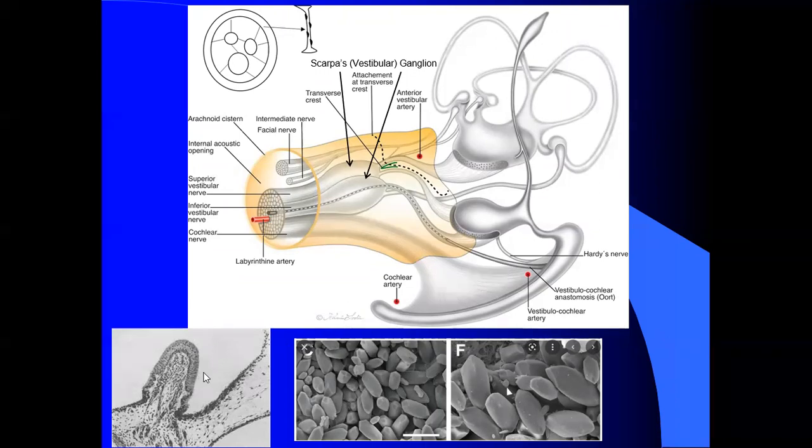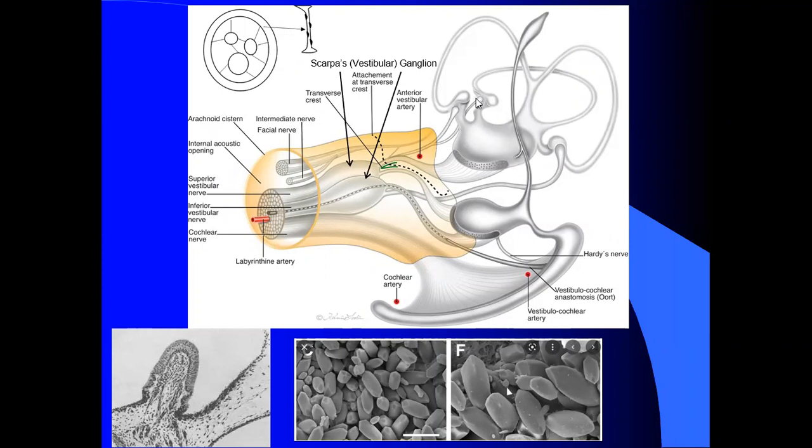Those are the two pieces of information that the vestibular apparatus is going to provide to the brain: static equilibrium, and then linear acceleration and angular acceleration, or acceleration and therefore momentum. Really, it's the acceleration that they're detecting. That's the physiology of it.